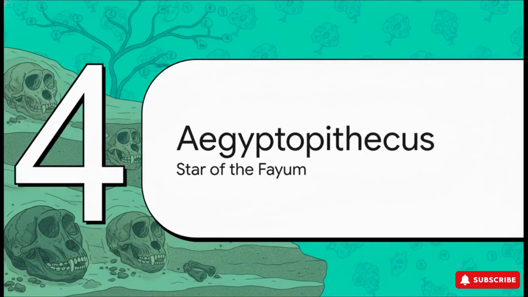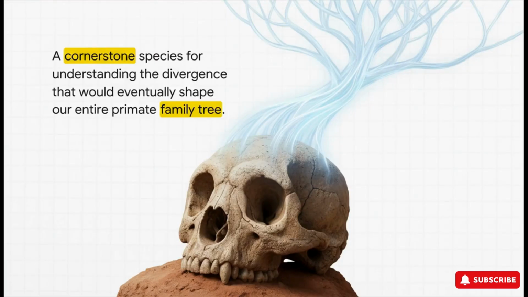And within this really crucial family, there is one genus in particular that has become the absolute star of the show at the Fayum fossil beds. It's given us our clearest look yet at a common ancestor. Meet Aegyptopithecus zeus. This creature is a true cornerstone for our understanding of the divergence that would go on to shape our entire primate family tree.